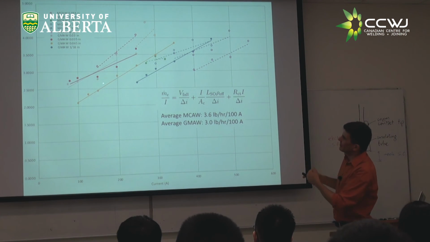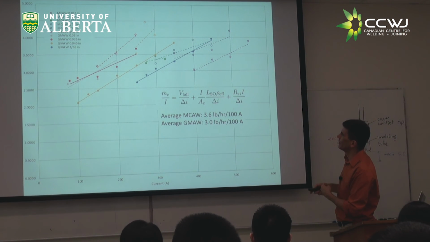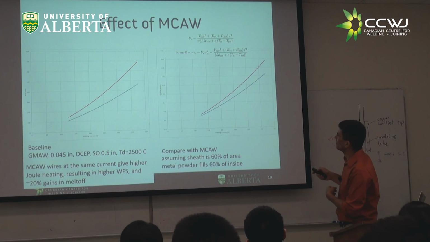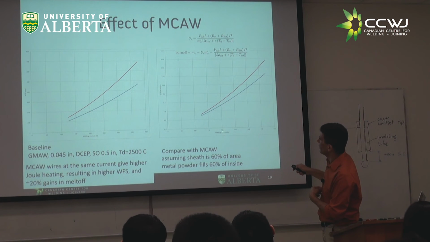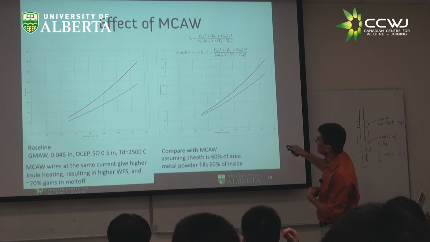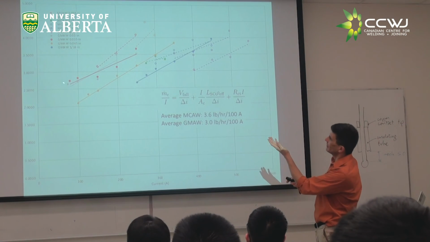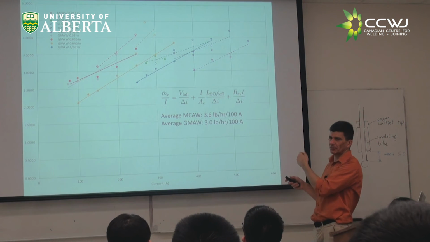Oh, okay, here is this graph I showed you before, right? Okay, so if we look at 200 amps, it says 6 pounds an hour, right? So this is essentially 3 pounds an hour per 100 amps. And that's what we have, 3 pounds an hour per 100 amps.